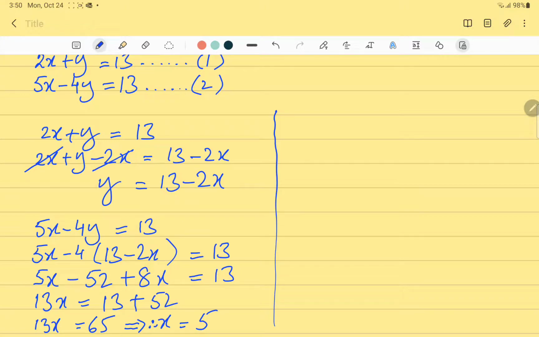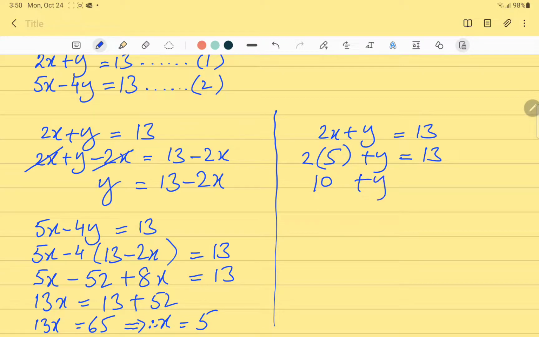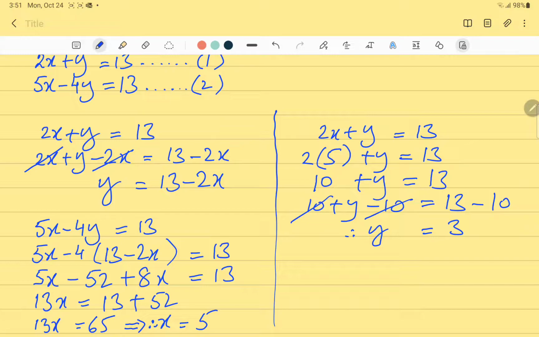Now we substitute this value of x in equation number 1. What is our equation number 1? 2x plus y is equal to 13. We substitute the value of x, which is 5. Now we multiply 2 by 5, it is 10. Now we subtract 10 from both sides. Minus 10 cancels with positive 10. So y is equal to 13 minus 10, which is 3.